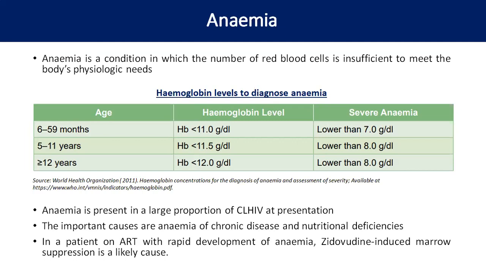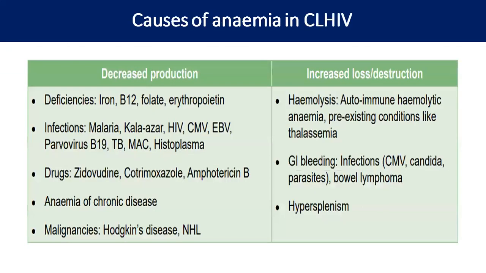Whereas for the respective age groups, severe anemia is labeled as less than 7 gram%, and from 5 to 12 years and more than 12 years, anything less than 8 is labeled as severe anemia. Anemia is present in a large proportion of CLHIV, and the important causes are anemia of chronic disease and nutritional deficiency. Apart from this, ART like zidovudine per se can cause macrocytic anemia because of induced marrow aplasia.